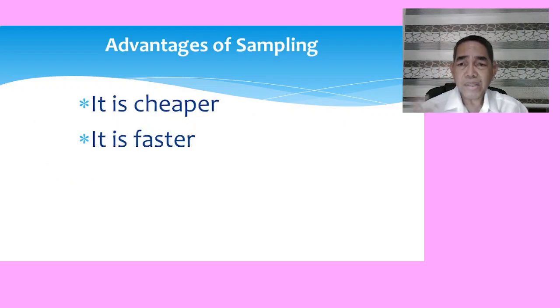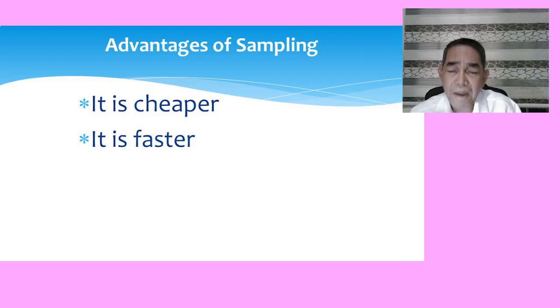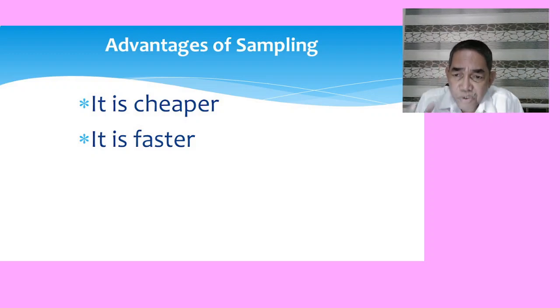So, what are the advantages of sampling? Why do we do sampling? Obviously, if we only study a sample, expenses will be cheaper than if we study the whole population. You don't spend much, and results will come out faster because you study only a small segment than if you study the whole population.